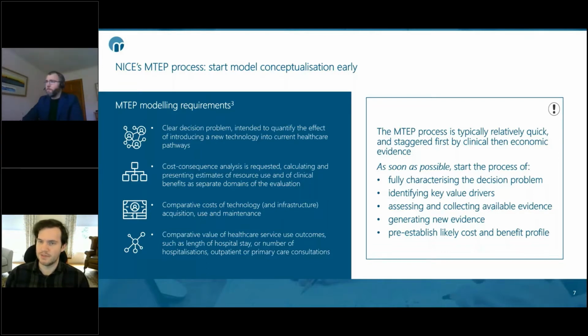As I say, it's relatively quick, and the design of it is staggered. First, you have to present clinical evidence through the process, and then afterwards you have to present economic evidence, and that is the structure of it.